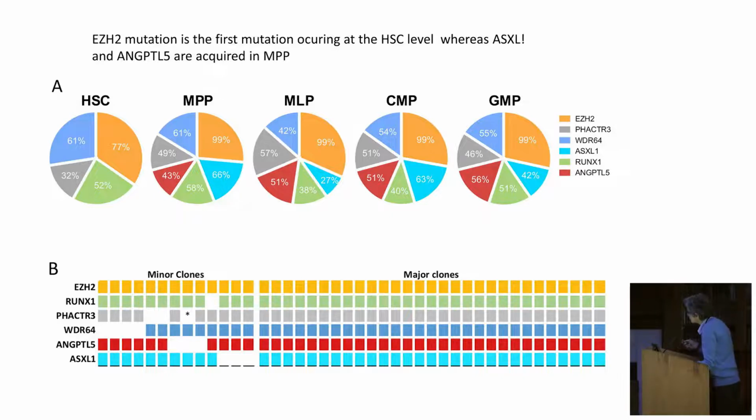But clearly, in the more mature progenitor population, we see an expansion of these at around 45% at that stage, indicating that they expand at that stage.